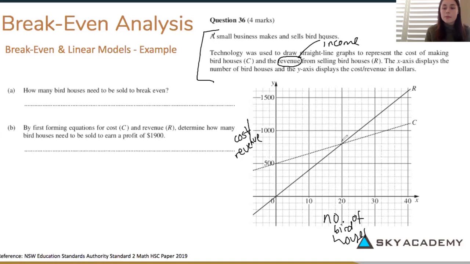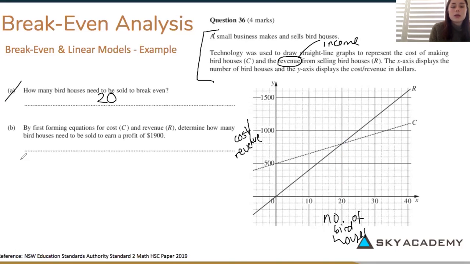So I'm going to go down to the number of birdhouses, which is on the x-axis, and it gives me a number of 20. So 20 birdhouses need to be sold to break even. And now we can do question B. By first forming equations for cost C and revenue R, determine how many birdhouses need to be sold to earn a profit of 1,900.